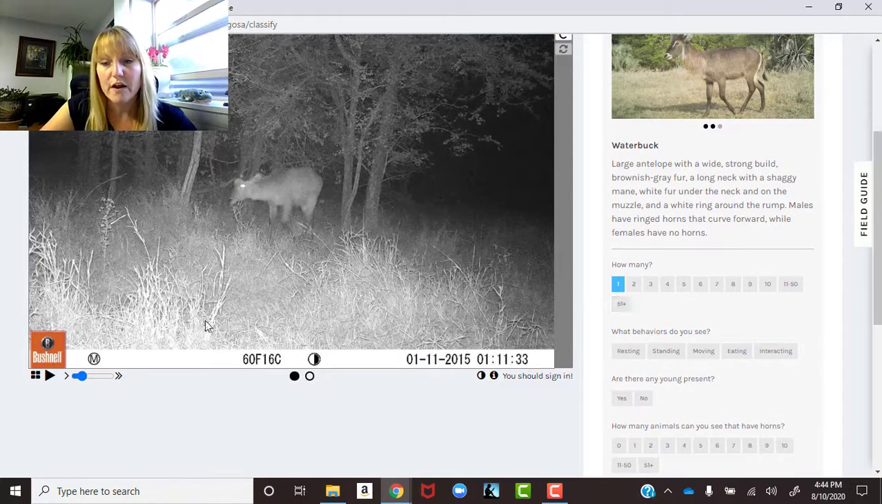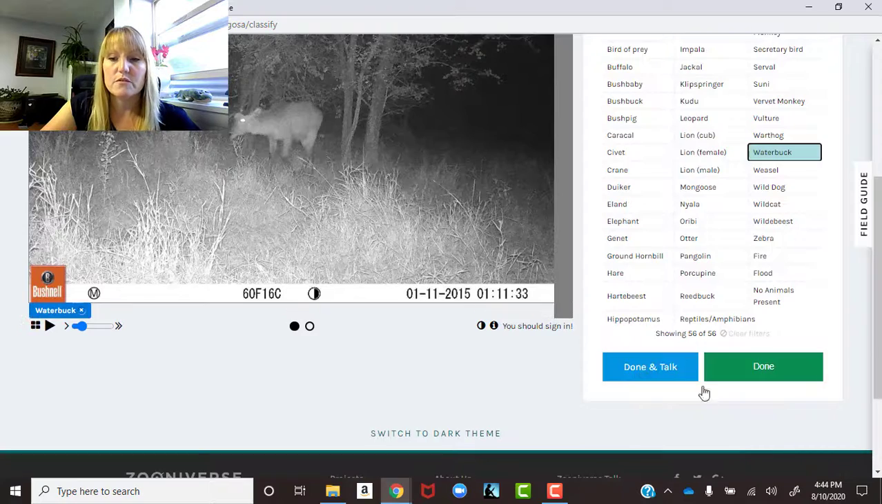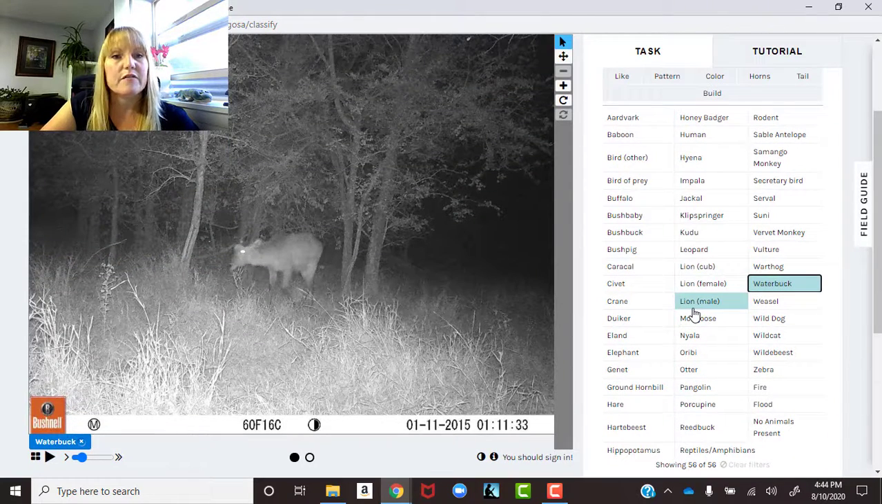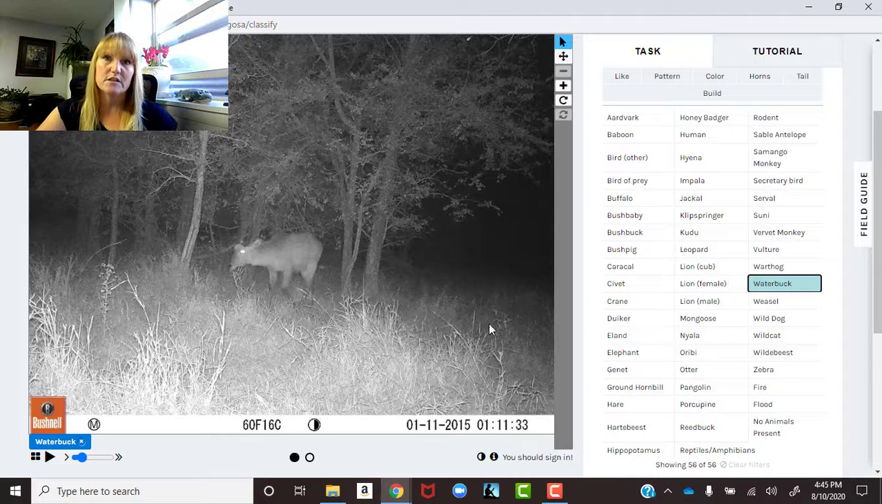So how many do you have? One. What behaviors do you see? Well, that play button there actually tells me it's moving. Are there any young present? Nope. In this case, it's going to ask me the animals that I can see that have horns, and one of them does. So then I hit identify. Now, if there were a second species in this picture, say there was a warthog down there or something, then I could also identify a second species, go through that same process, to make sure they understand there's two species in that picture.